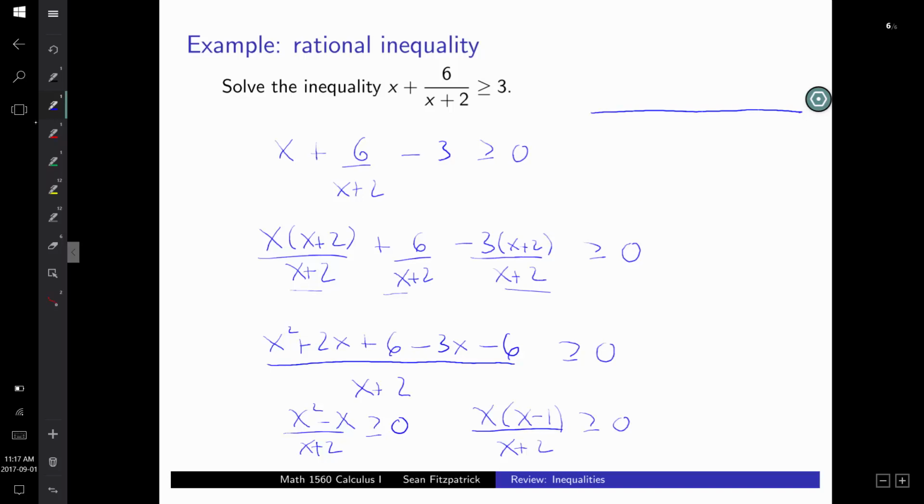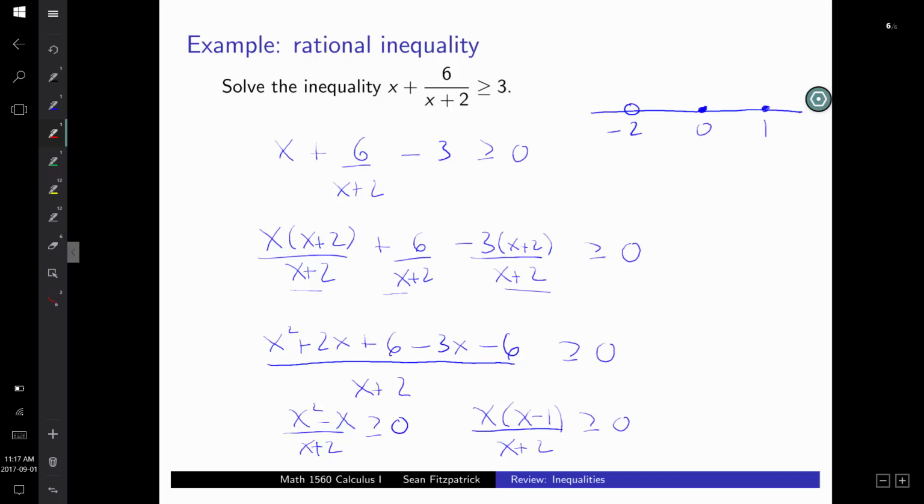And so we mark off the places where each of those terms switches sign. x plus 2 switches sign at minus 2. I'm going to put a hollow circle there to remind myself that I can't actually allow x to equal minus 2 because I can't divide by 0. The top is equal to 0 when x equals 0, and it's equal to 0 when x equals 1.